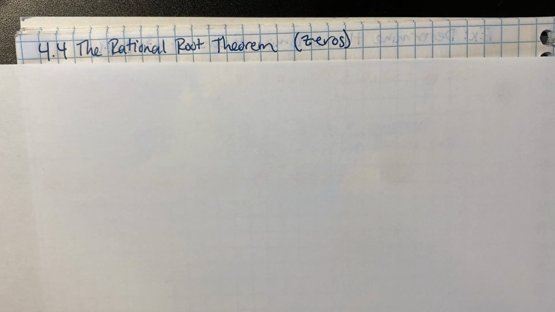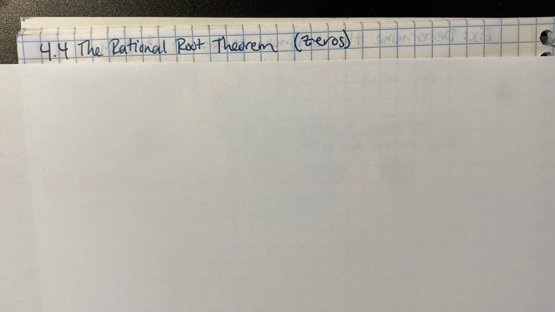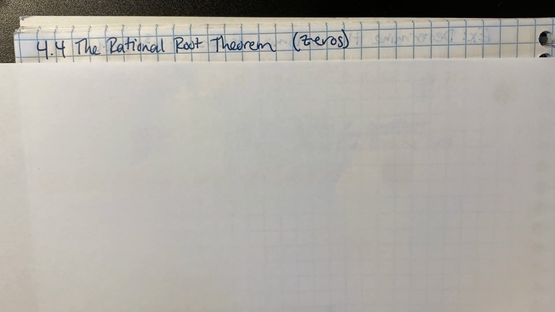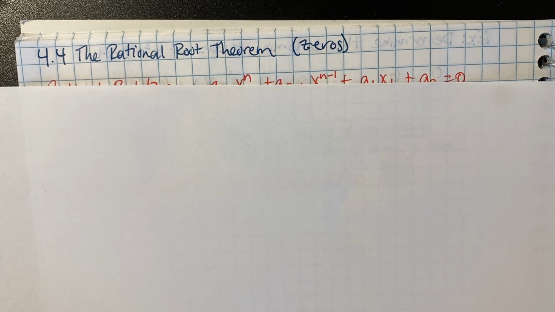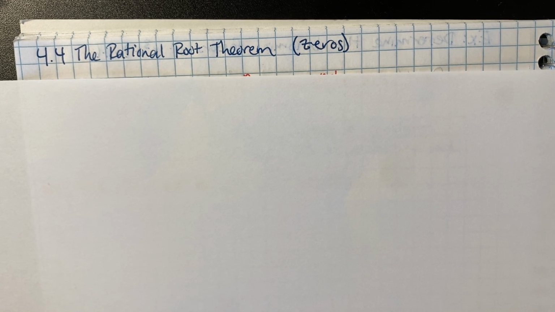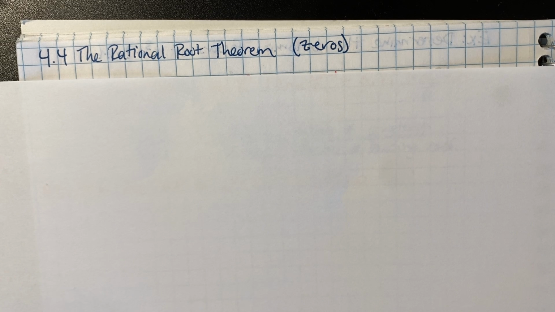Hello and welcome back. Today we're going to do the rational root theorem, or the zero theorem. Remember that roots and zeros are the same thing, just where the function crosses the x-axis. We are going to get into finding zeros now that aren't just quadratics and aren't just easy to factor and find. So how do we do that without guessing every number in the world and trying it out?